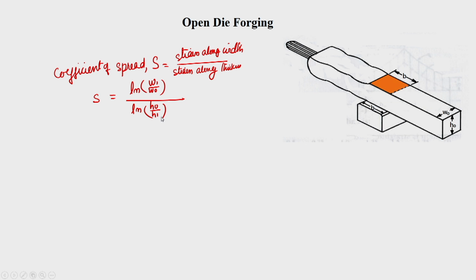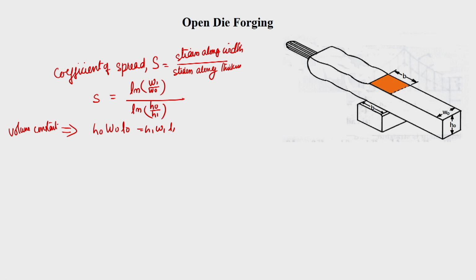This is the spreading in open die forging. Because of the barreling of the bar due to cogging, it is difficult to measure the width natural strain, but you can easily measure the increase in the length, using the constancy of volume relationship, that is H0 W0 L0, volume constant, is equal to H1 W1 L1.